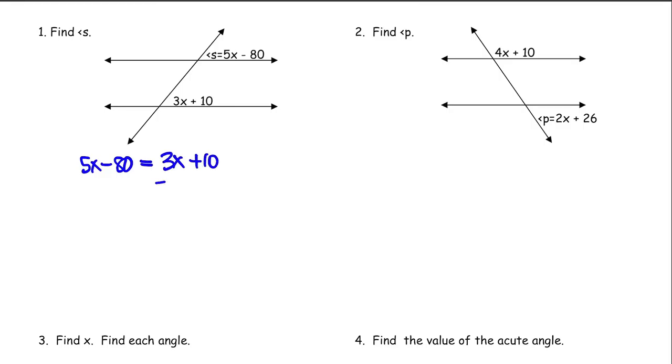Again, my variables are on different sides, so I'll subtract the smaller one over. That gives me 2x minus 80 equals 10. Add 80 to both sides.